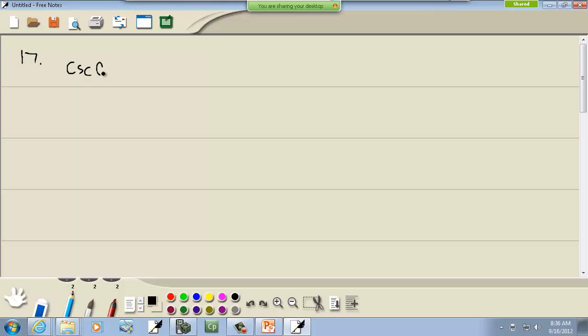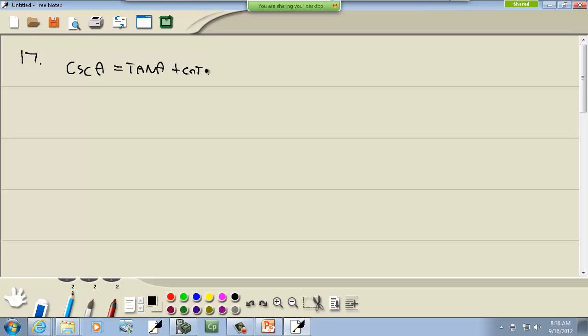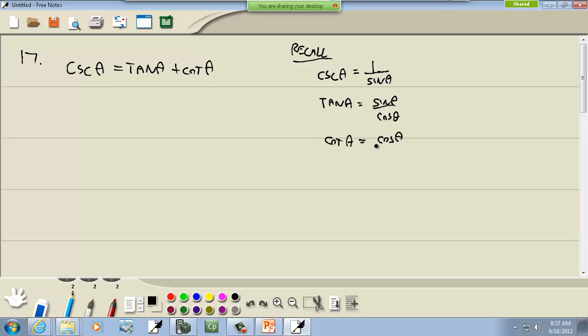Cosecant theta equals tangent theta plus cotangent theta. I don't think squaring both sides would help us on this one, but recall cosecant theta is equal to 1 over sine theta. Tangent theta is equal to sine theta over cosine theta. And cotangent theta is equal to cosine theta over sine theta. So we can try to put everything in terms of sines and cosines and see where that goes.